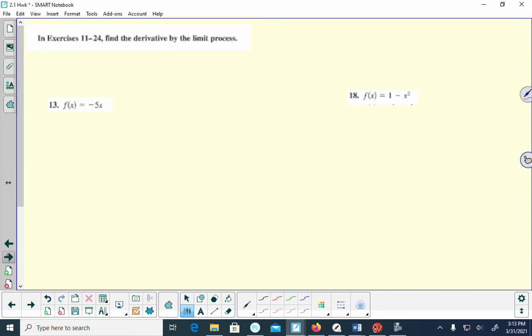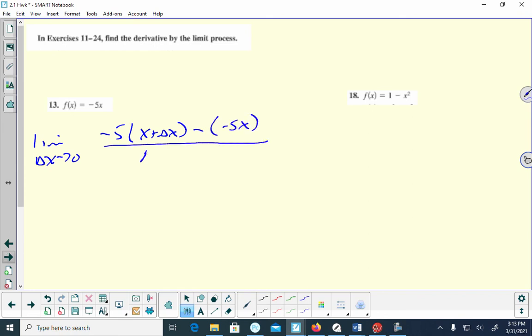This means I'm just going to put in x plus delta x. So I'm still taking the limit as delta x approaches 0 of negative 5 times x plus delta x minus f of x, which is negative 5x.